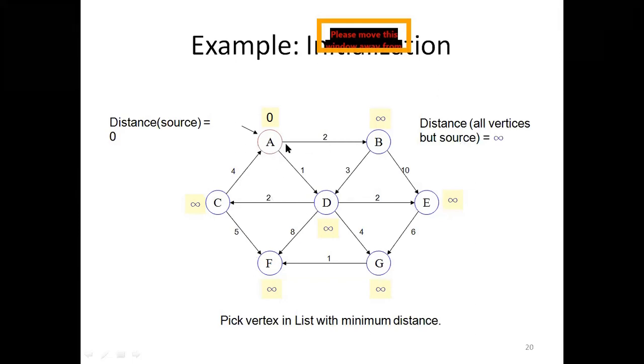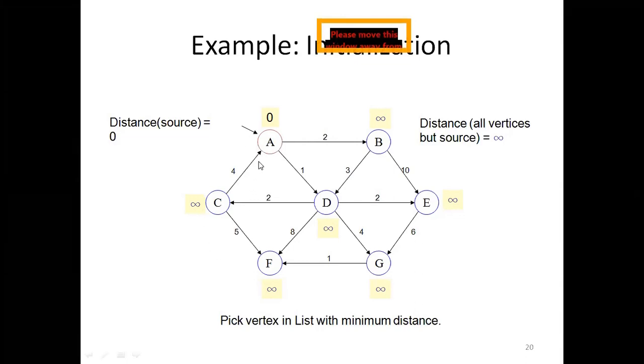So from A to B, we are initializing with infinity. A to C, infinity. A to D, infinity. A to E, there is no direct edge, so we can take it as infinity. A to F, infinity. A to G, infinity. Now, the vertex in the list with minimum distance: we need to find which vertex is at the least distance from the vertex A.